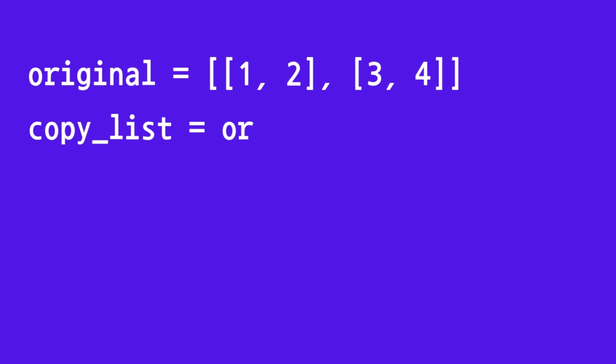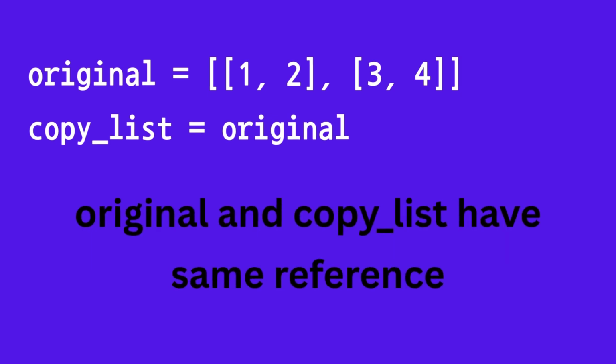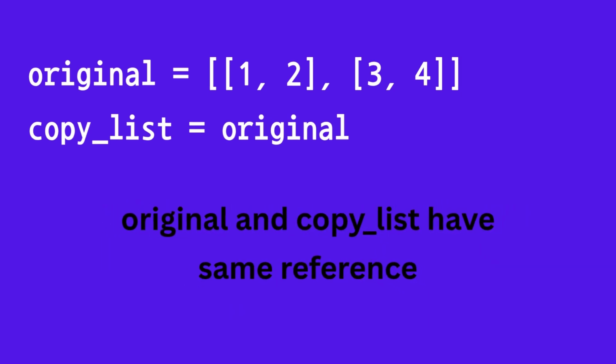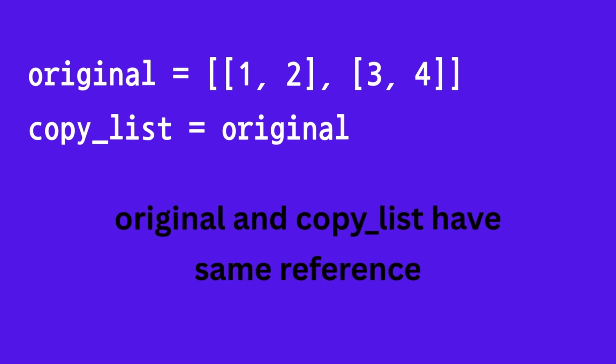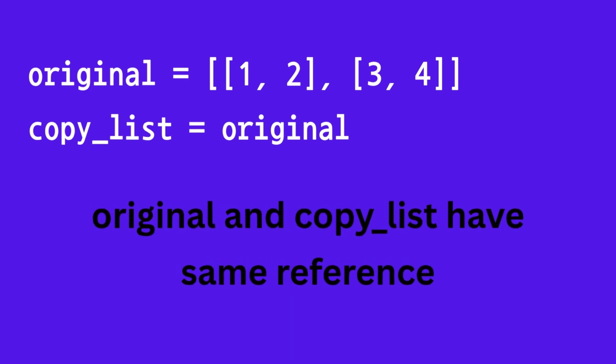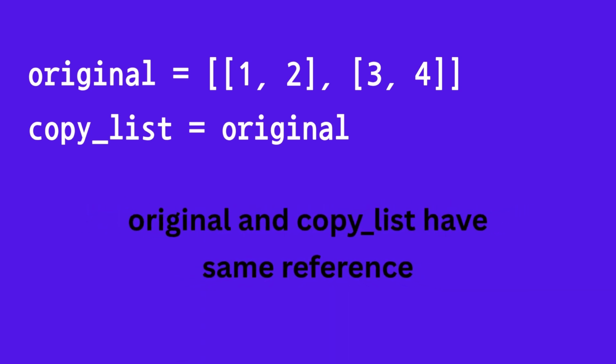Here I have a nested list called original, which has two lists inside it. Now, when I do copy_list = original, it looks like I have made a copy, right? But here is the twist. I have only copied the reference. That means both original and copy_list are pointing to the same object in memory.